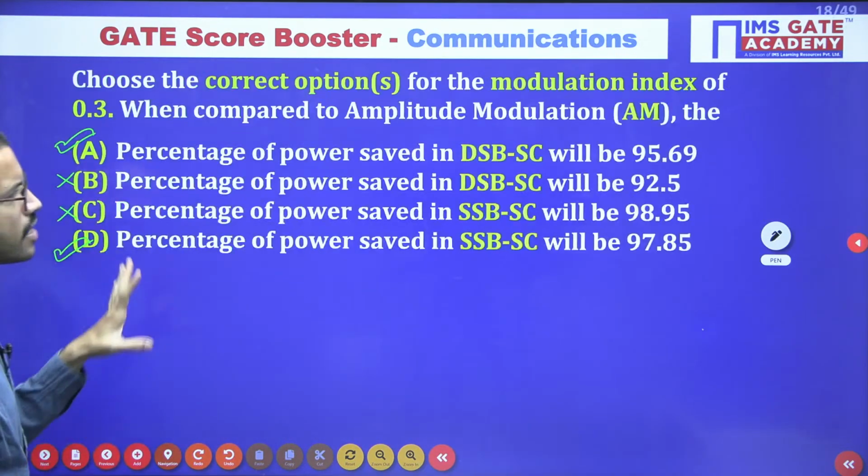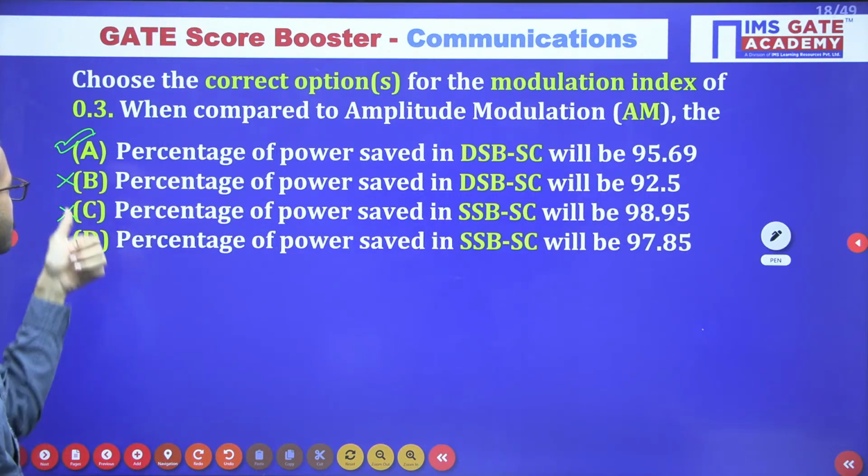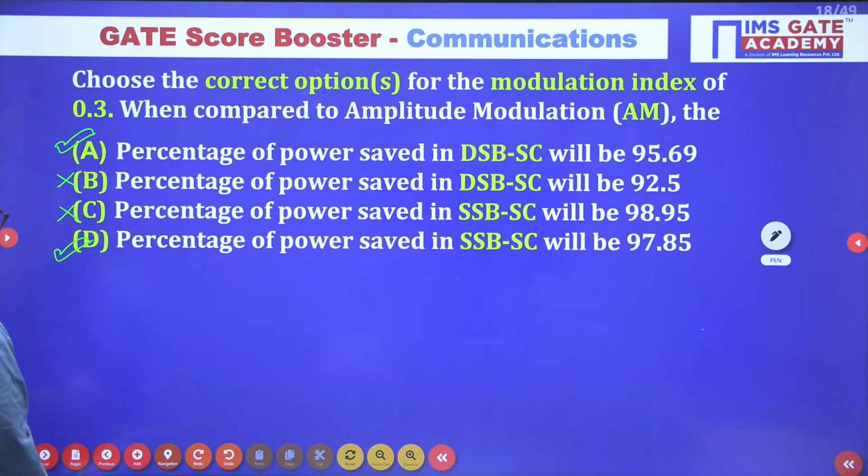So the final correct answers for this question are two options, A and D.